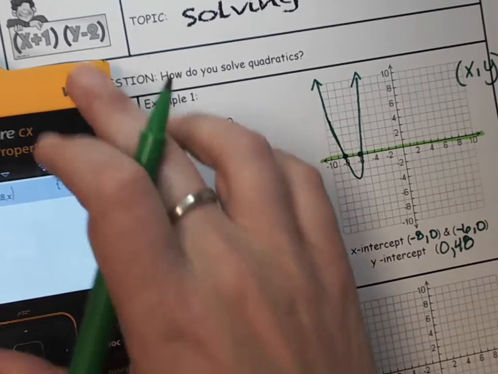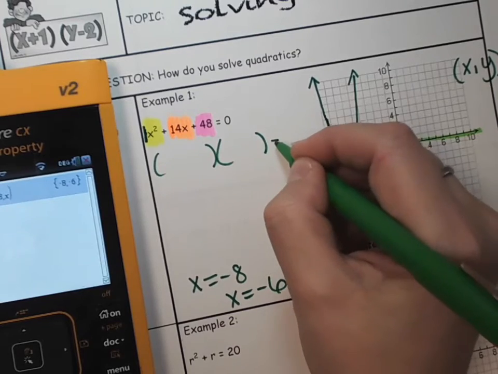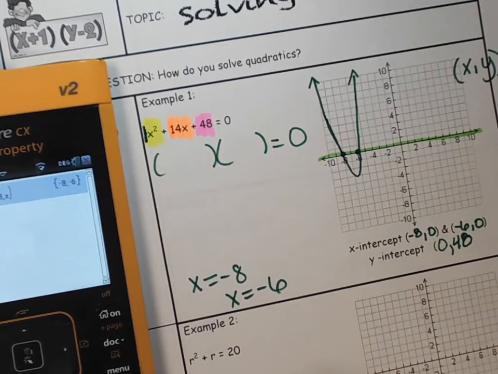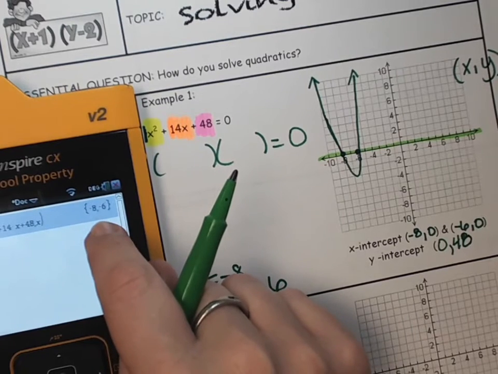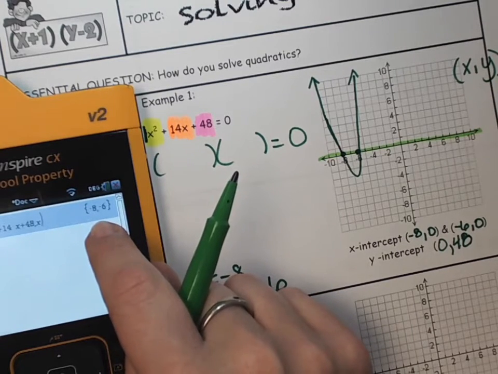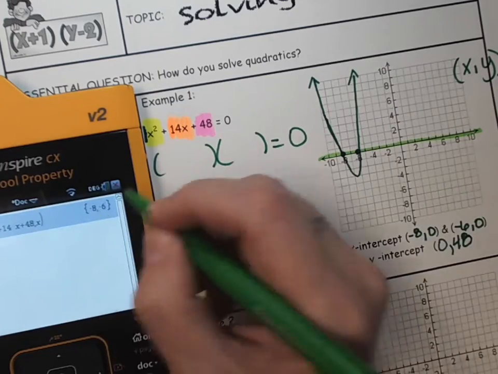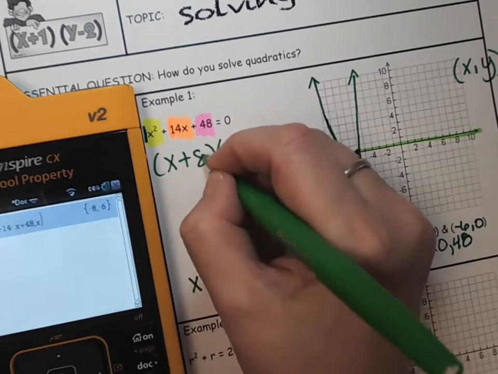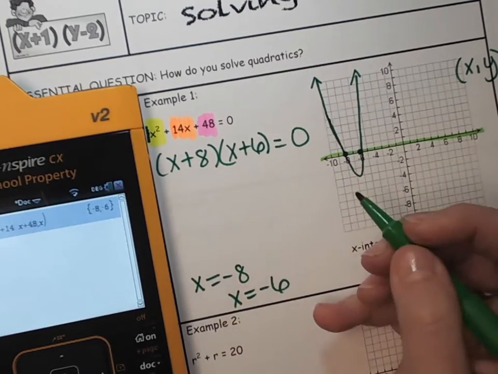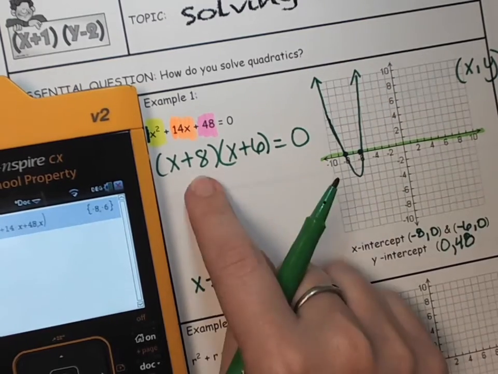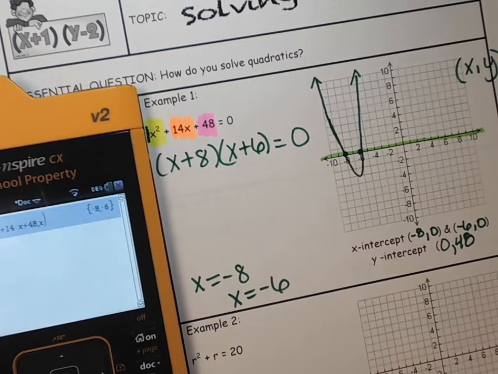Sometimes, guys, they put them in parentheses, though. Remember when we factored, we had parentheses. To go backwards, all you're going to do is change these numbers to positives. If they're positives, they become negatives. So this 8 is actually going to be x plus 8, and this 6 is actually going to be x plus 6. This is how you would factor them. This is what we talked about when we were factoring and finding the GCF a little while ago.